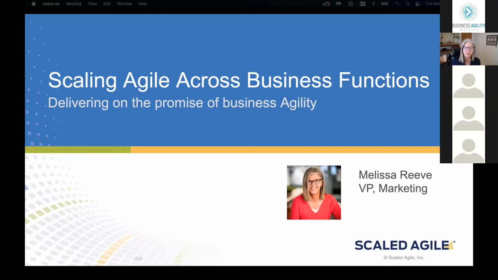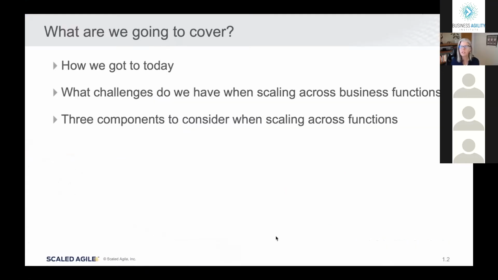So I'm going to talk about a couple of things. One is how we got to where we are today. And that'll be very brief. Then we'll go into the challenges we have when scaling across business functions. Lastly, I'll give you 3 components to consider when scaling across those functions, and that's where we'll spend the bulk of our time.